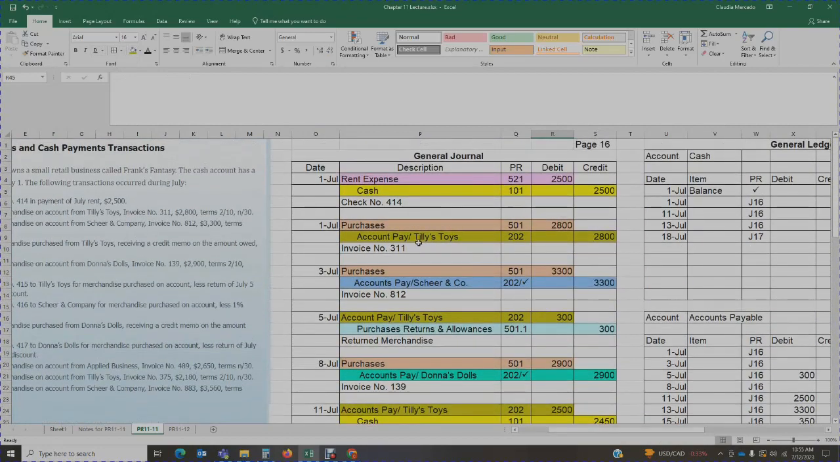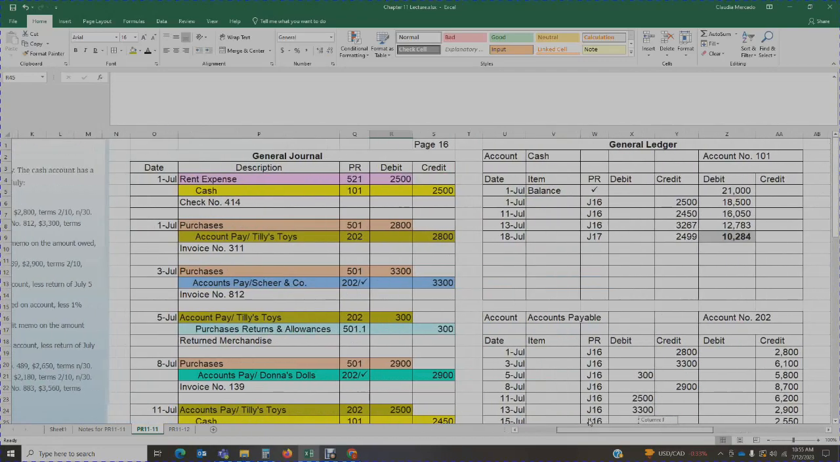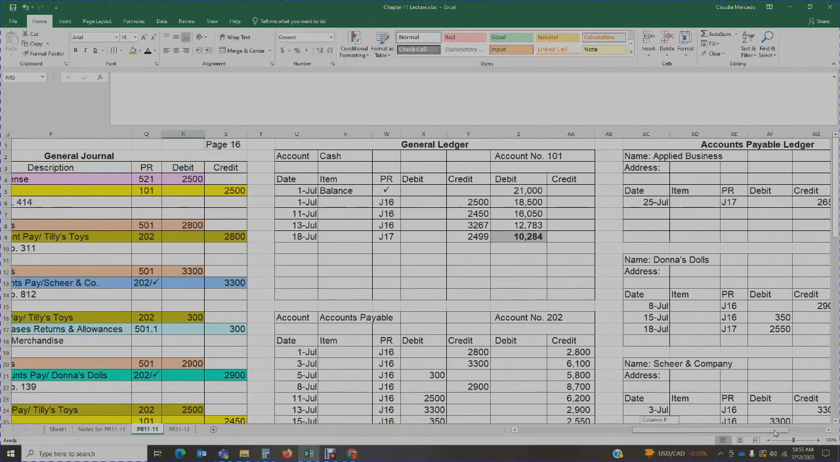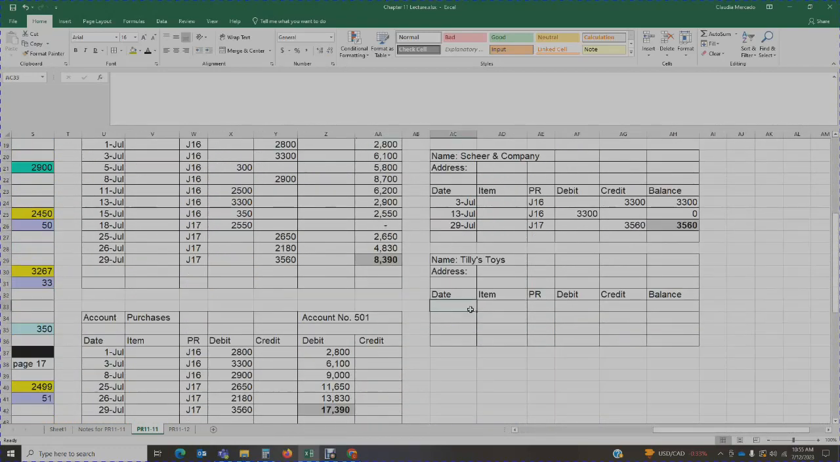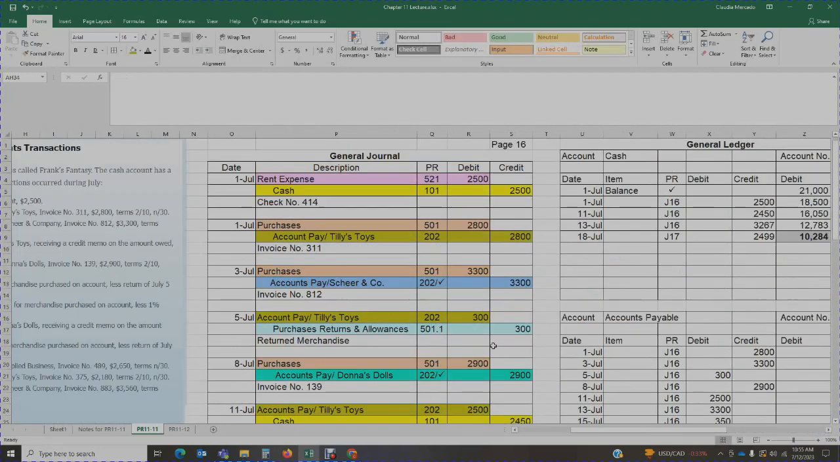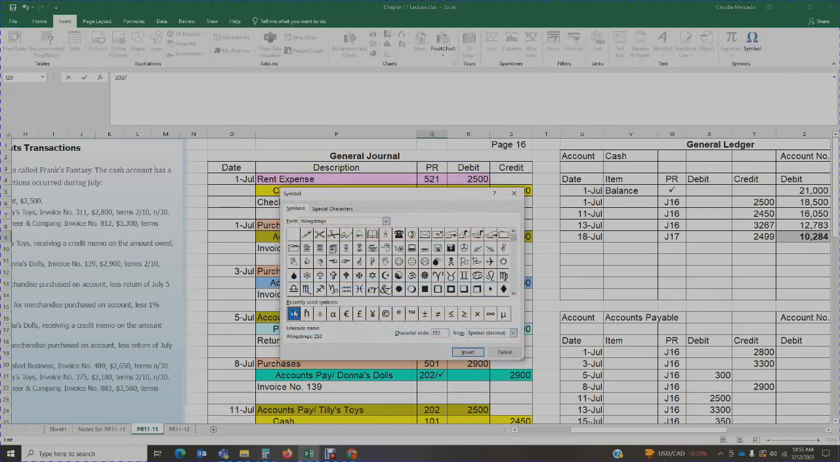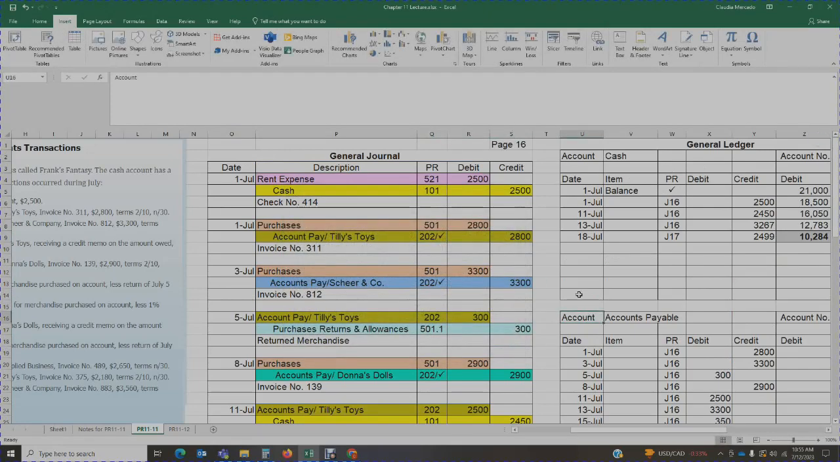So let's start off with the July 1st entry. July 1st, we've got a credit of $2,800. We've got a balance of $2,800. I'm going to go back and insert my check mark. That way I know that I've posted it to my accounts payable ledger.